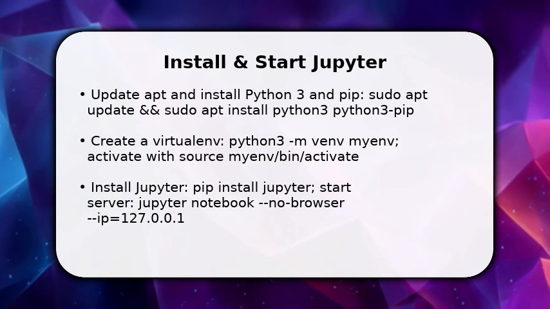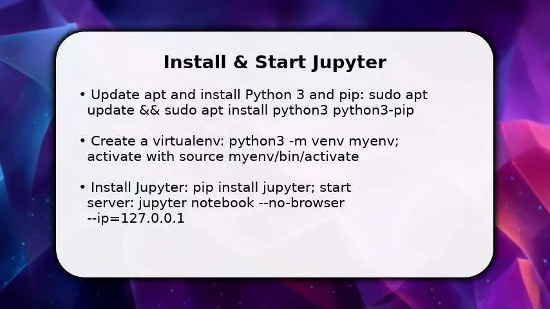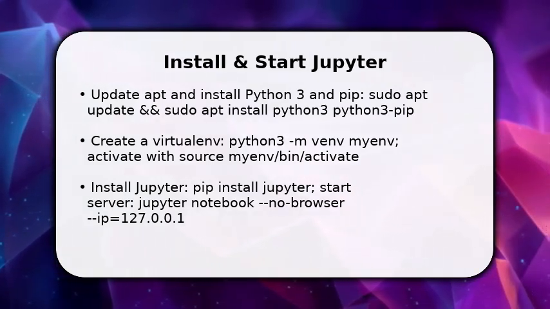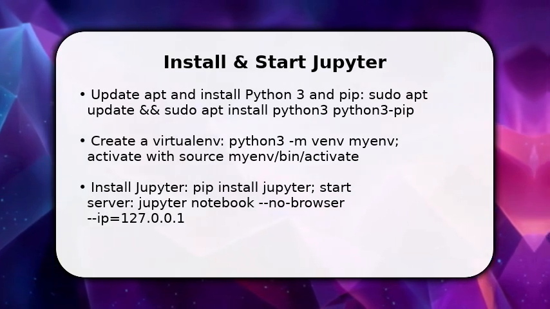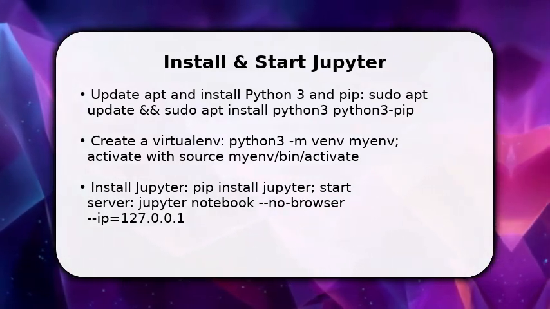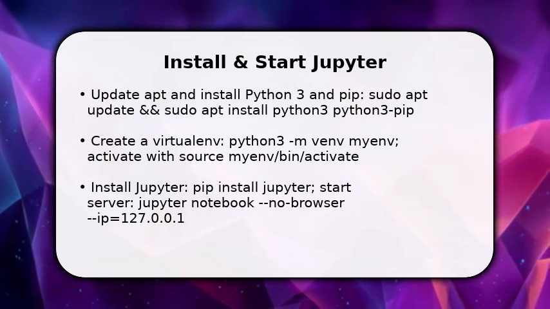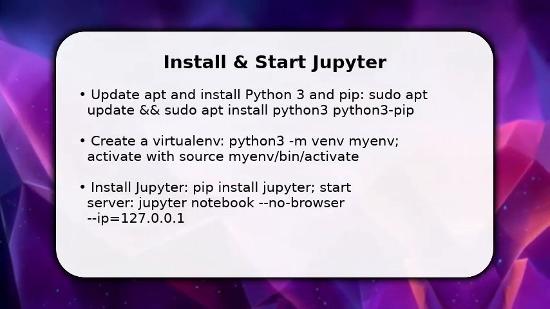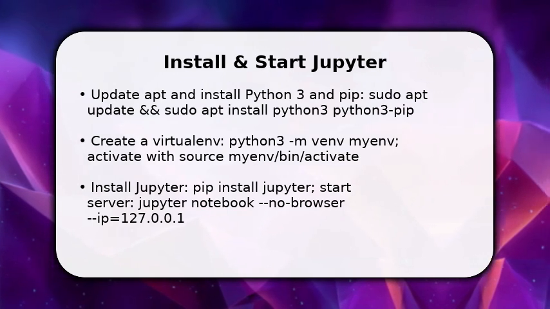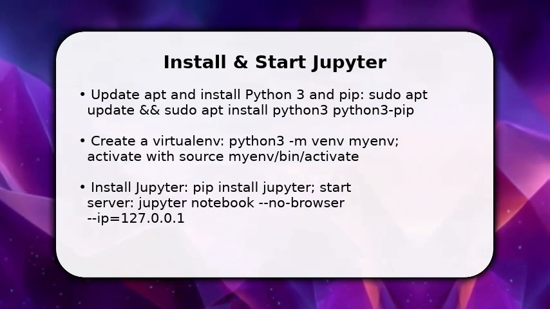You'll begin by preparing a clean environment so packages don't conflict. First, update apt and ensure Python 3 and pip are present. Next, create and activate a virtual environment to isolate dependencies. This prevents system-wide changes. Once the venv is active, install Jupyter with pip.